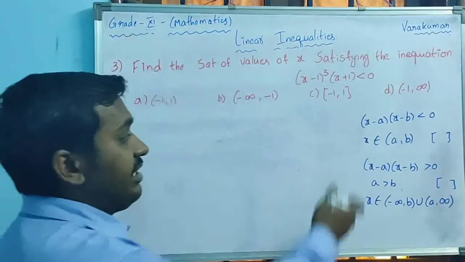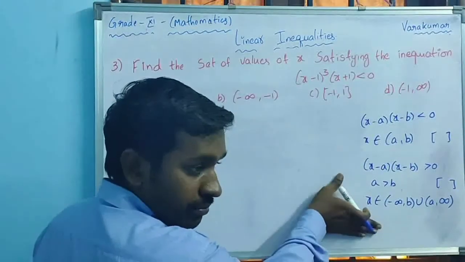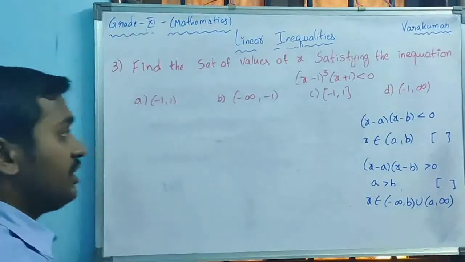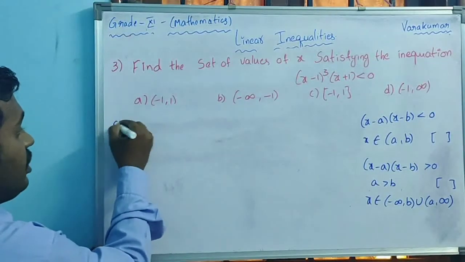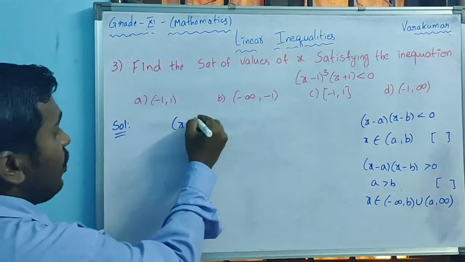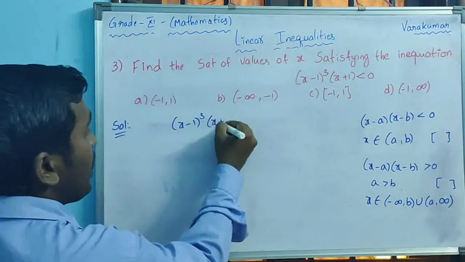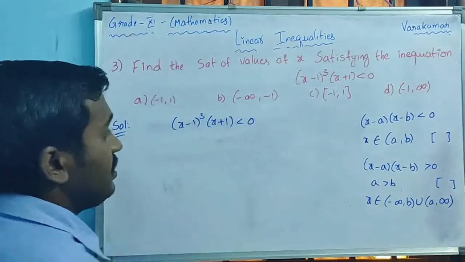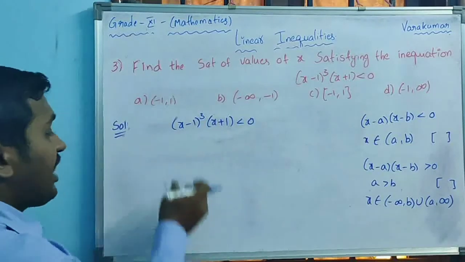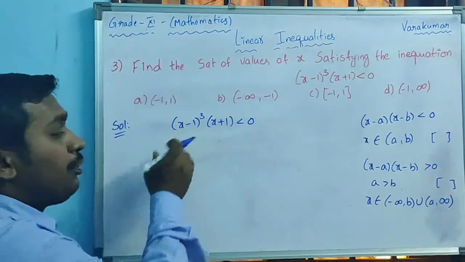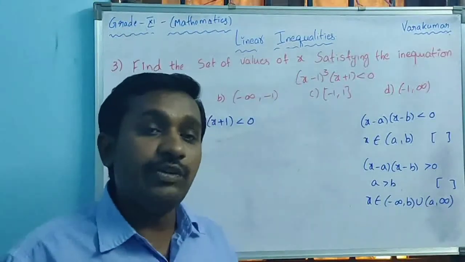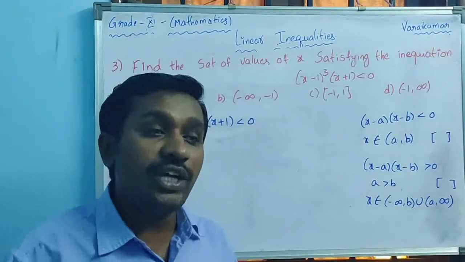Anyhow, these kinds of methods we are going to apply here. Now solve the given problem: (x minus 1) whole cube into (x plus 1) less than 0. See, we cannot comment on the cube of a number, because the cube of a number sometimes will be positive, sometimes negative. So that is uncertainty. What do we have to do?